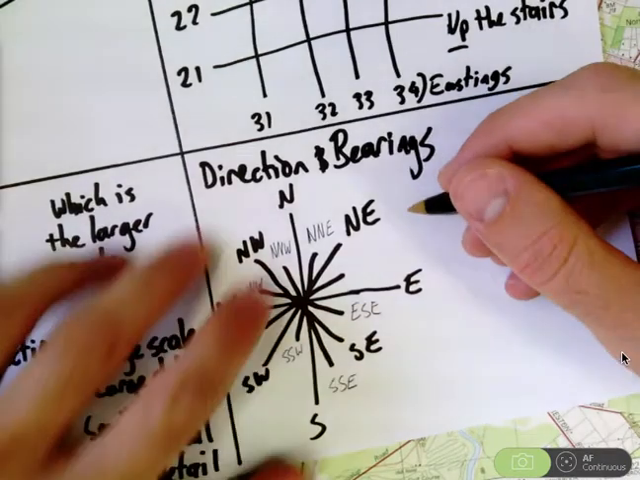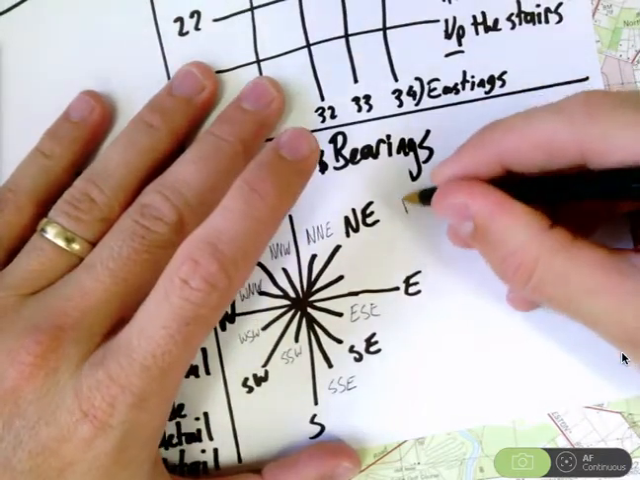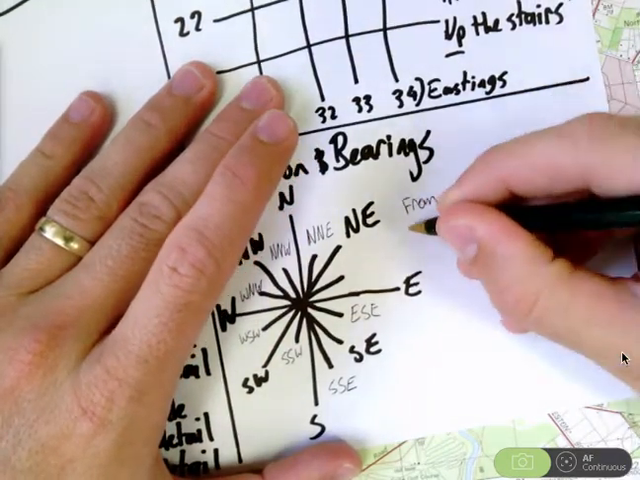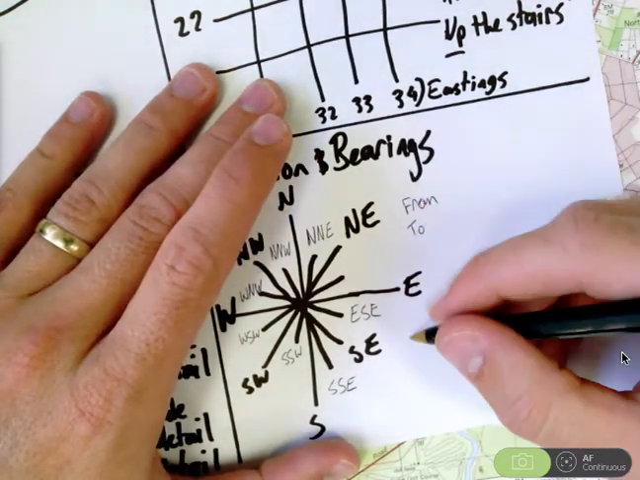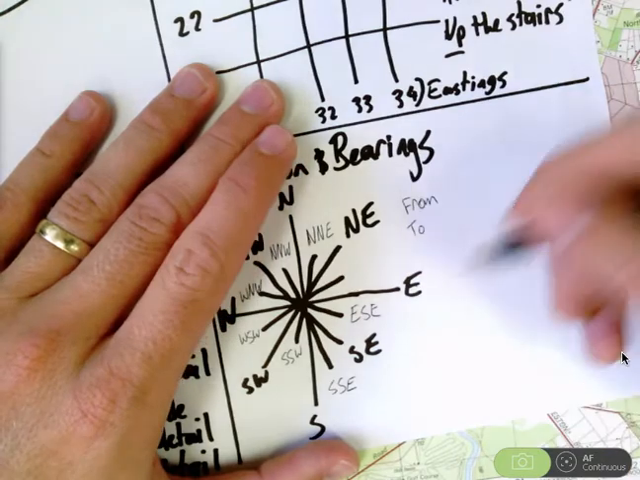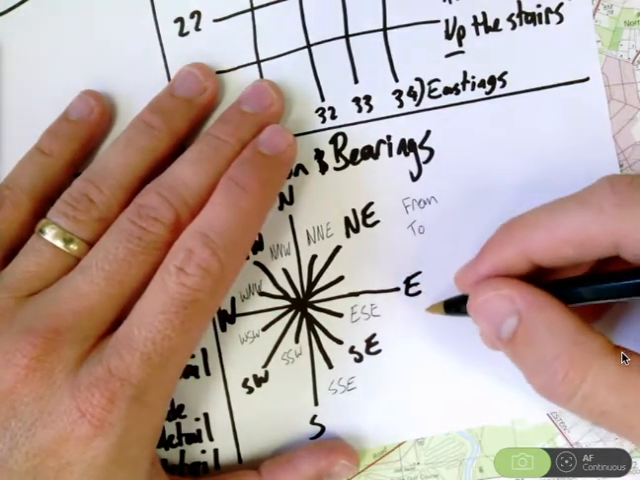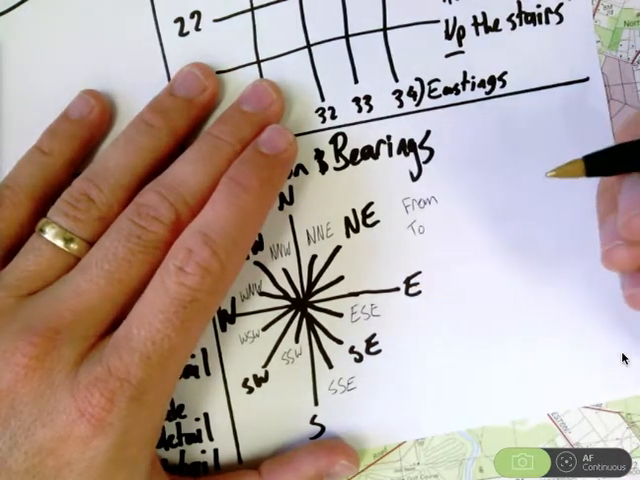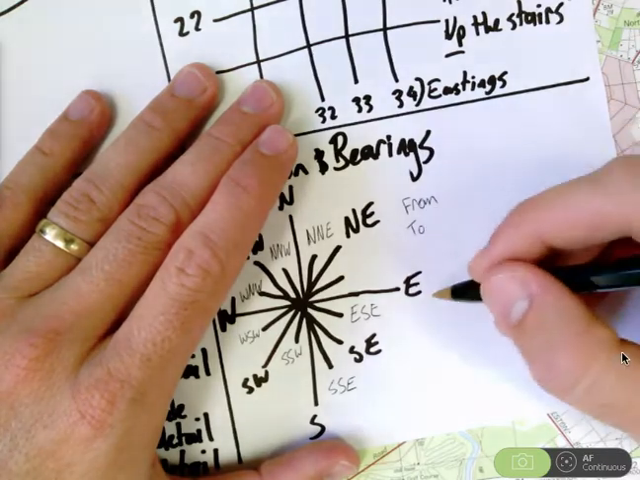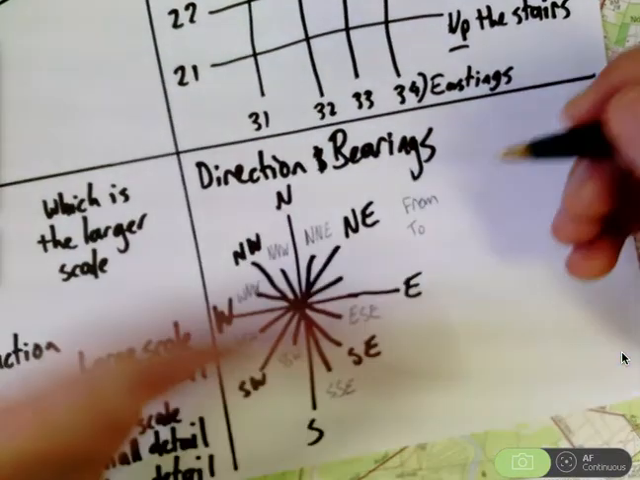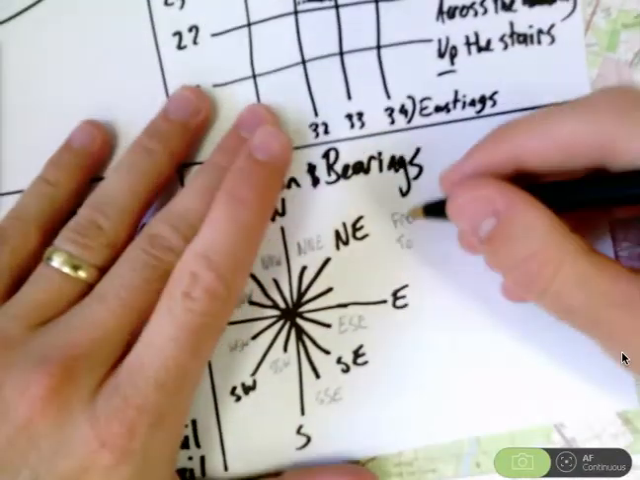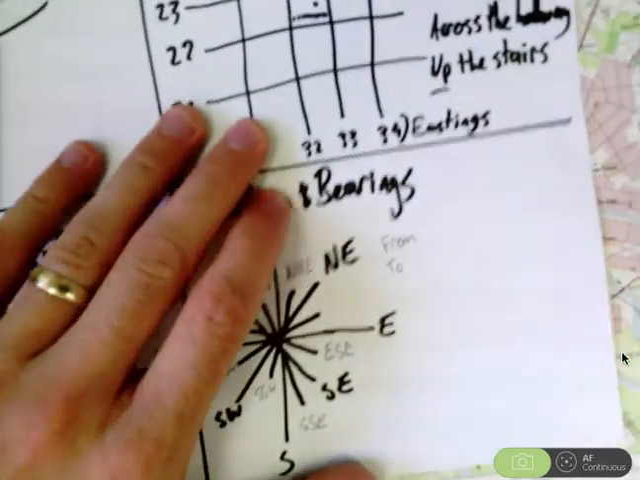Don't get confused, make sure you know where you're going from and where you're going to. A lot of the questions can ask what is the direction of Canberra from Perth, or what is the direction to Canberra from Perth. Sorry, what is the direction from Canberra to Perth. Anyway, that's a different question, so make sure you know where you're going from and where you're going to.